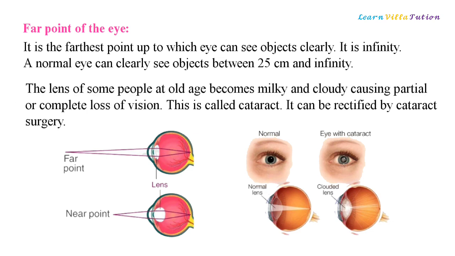The lens of some people at old age becomes milky and cloudy, causing partial or complete loss of vision. This is called cataract. It can be rectified by cataract surgery.